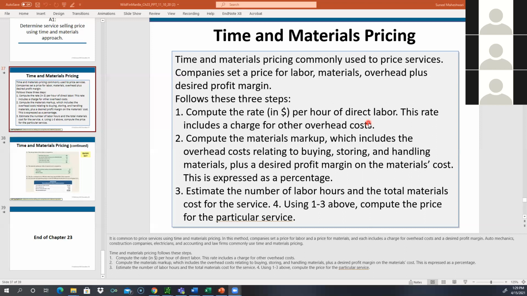Then you compute the material markup, which includes the overhead cost, storing, handling, plus a desired profit margin on the material cost. This is expressed as a percentage. Estimate the number of labor hours and total material cost for services. Using 1 to 3 above, compute the price for a particular service. So basically you add the cost divided by the number of labor hours expected, and then you get there.